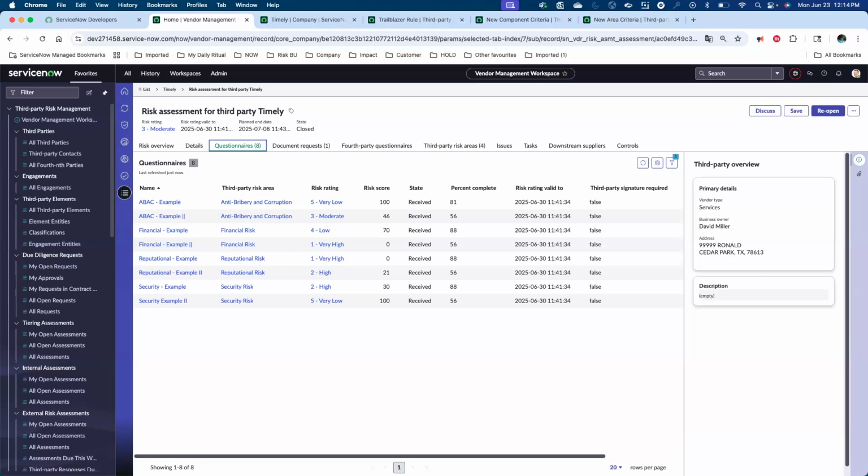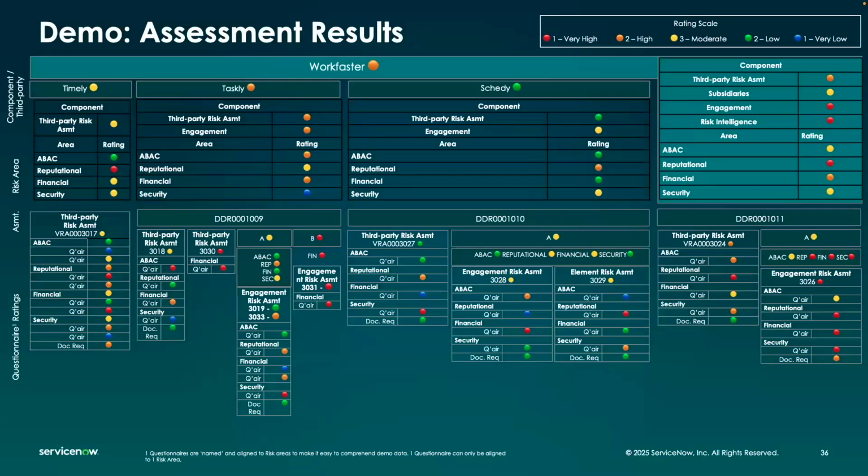All right. We are off to our next third party, which is Taskly. For Taskly, we are going to review how the risk rating is derived by understanding the component risk ratings and how they are being leveraged. We'll also understand the risk area computations.